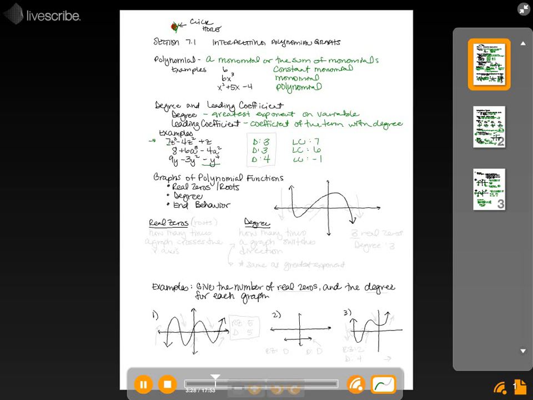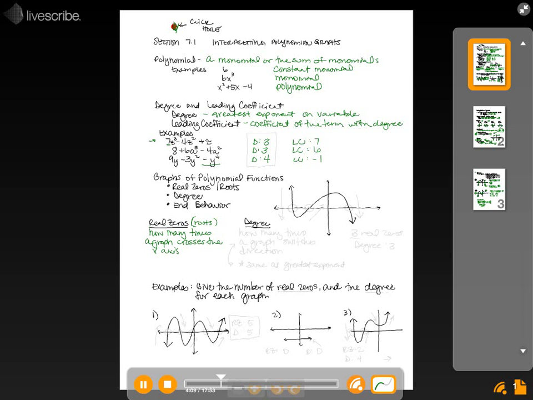The next thing we're going to look at is going to deal with the degree a little bit, and it's going to be graphs of polynomial functions. We're going to look at 3 things. We're going to look at real zeros and roots, the degree, and then end behavior. Now we should know what real zeros are. Real zeros are roots. That's how many times a graph crosses the x-axis. And where. The solutions, remember, are where it crosses the x-axis.